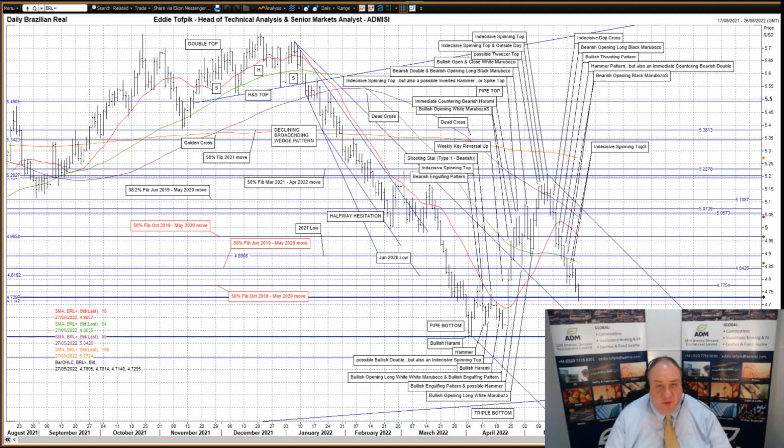Overhead, we still have the June 2020 low at 481.62, as well as, and perhaps more importantly, the 50% Fibonacci line, the October 2018 to May 2020 move at 477.54. In the bigger picture, we're still in between the upper time, currently at 507.75, and the middle time, currently at 461.66 of the start of 2022 to date, bearish Andrews pitchfork.